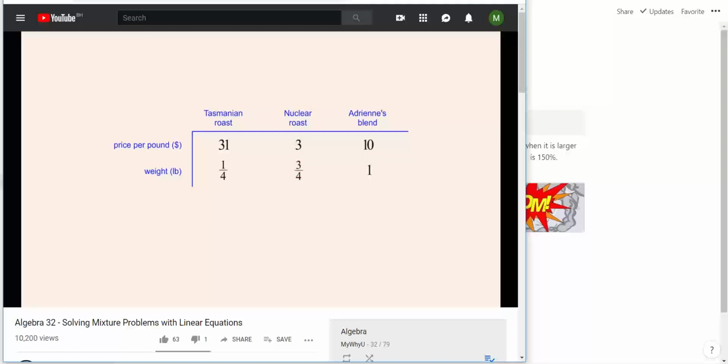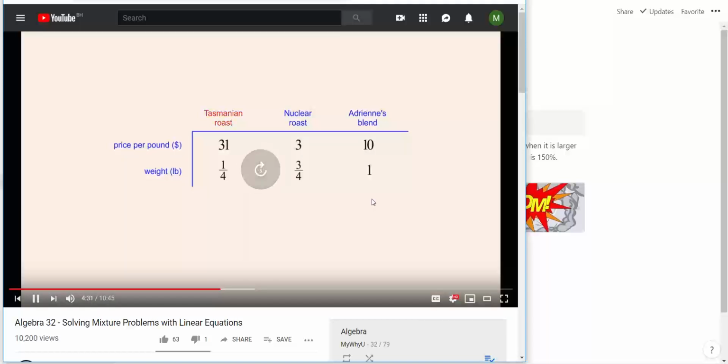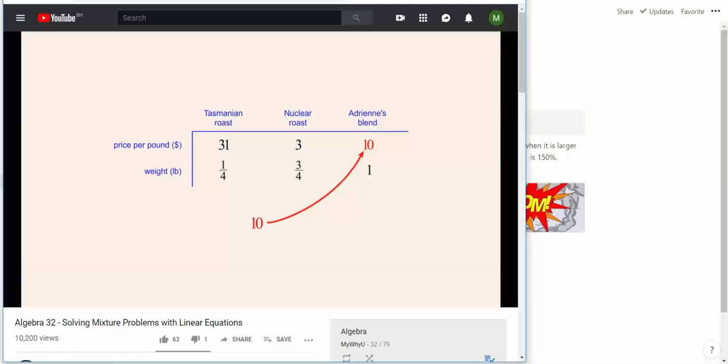We can check our calculation by multiplying the price of each roast times its weight in pounds. The combined cost of the 2 roasts is $10. Our calculations appear to be correct.